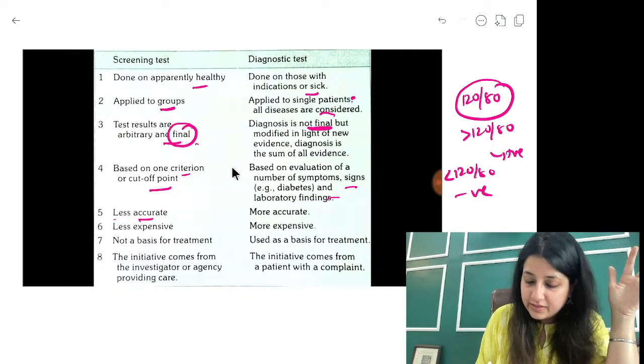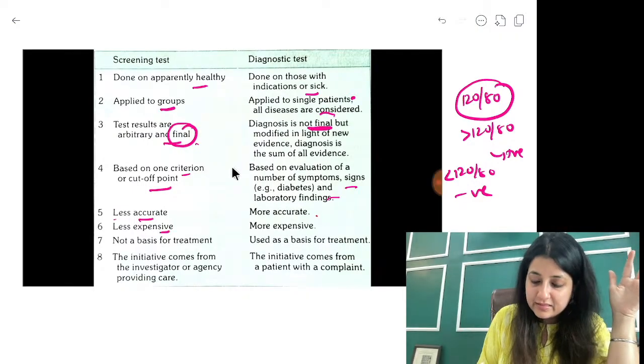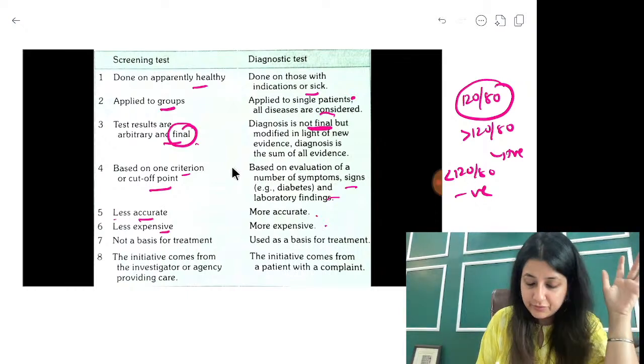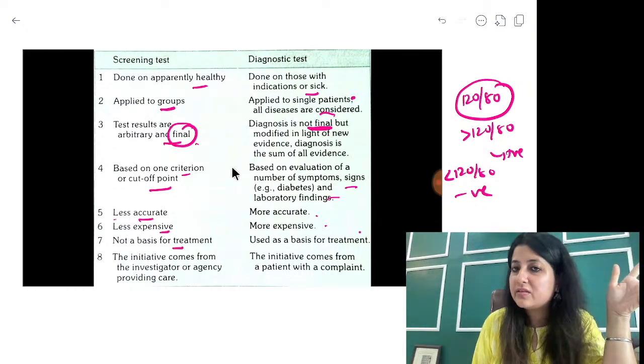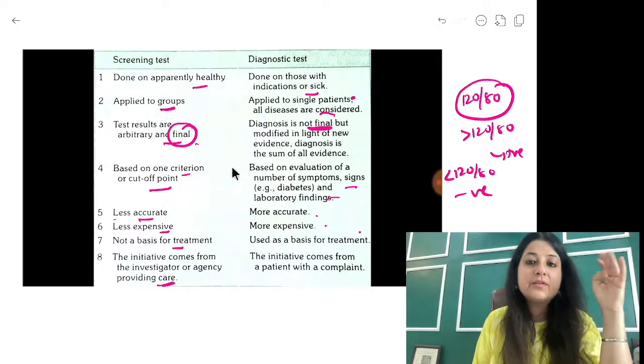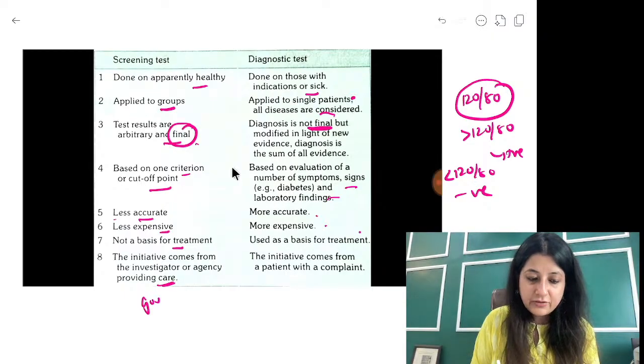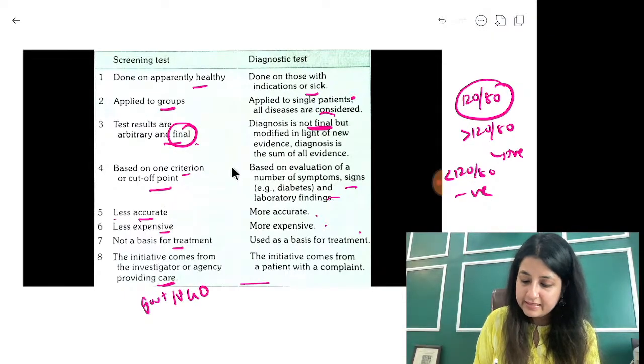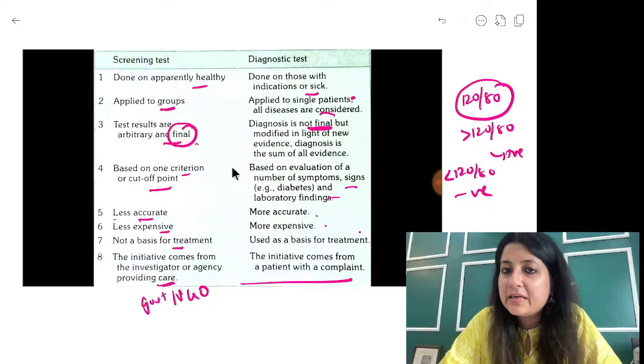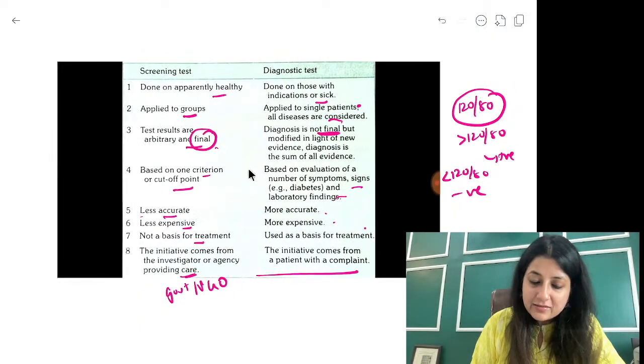Screening test: less accurate; diagnostic: more accurate. Less expensive, more expensive. Self-explanatory. Not a basis of treatment; used as a basis of treatment. And the initiative comes from the government or an NGO, things like that. Here it is from a patient with a complaint. Am I clear, everyone? So let's go back to this.